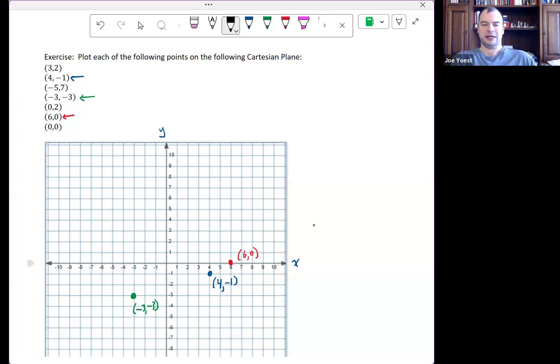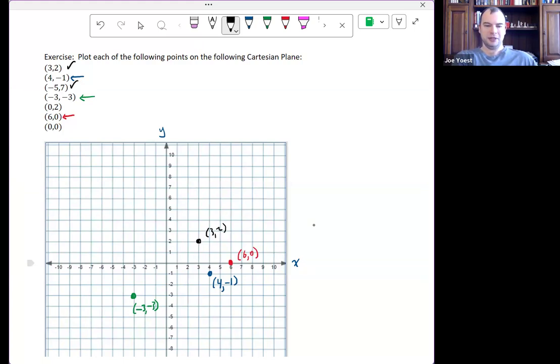So we go to the right 4, down 1 from the origin, taking us to 4, -1. Or 6 comma 0, we go to the right 6 units, and we don't go up or down any units from the origin. That puts us at this point that's on the x-axis, 6 comma 0. And filling in the rest, 3 comma 2, we go to the right 3 and up 2. We see this is at point 3 comma 2, where x equals 3, y equals 2.